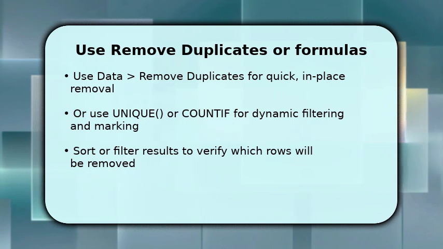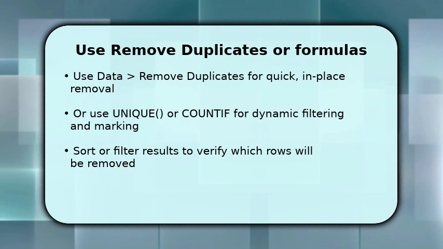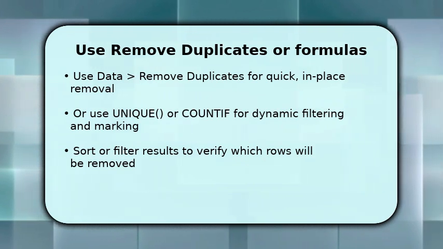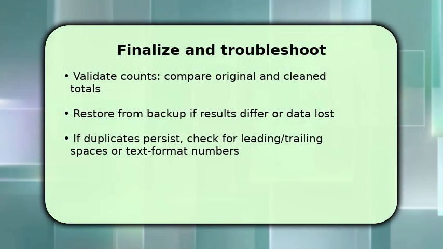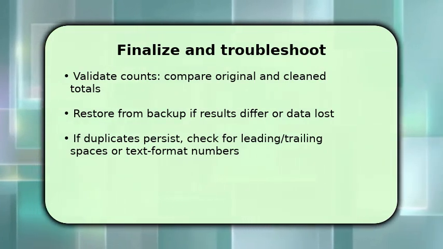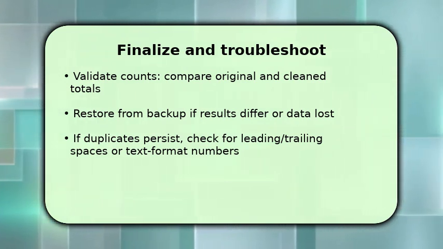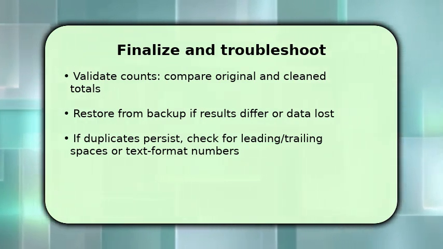Once you've applied a method, sort or filter the sheet to inspect which entries are being removed so you don't lose important related data in other columns. Finish by validating totals. Compare the count of original numbers to the cleaned set so you know how many duplicates were removed. Make sure to save the cleaned sheet as a new file or overwrite only after verification.